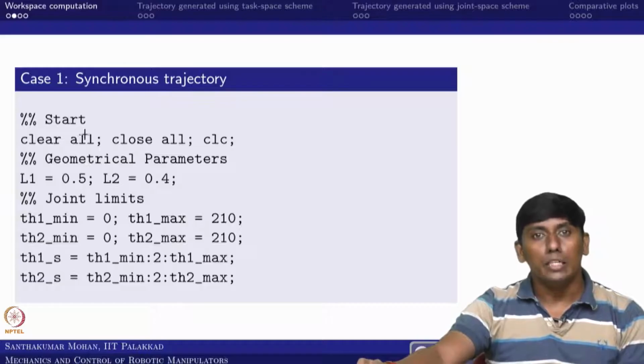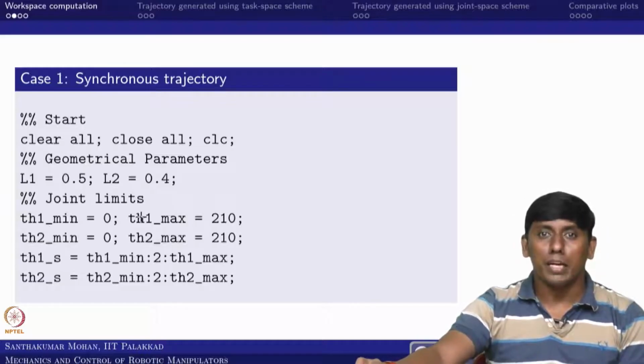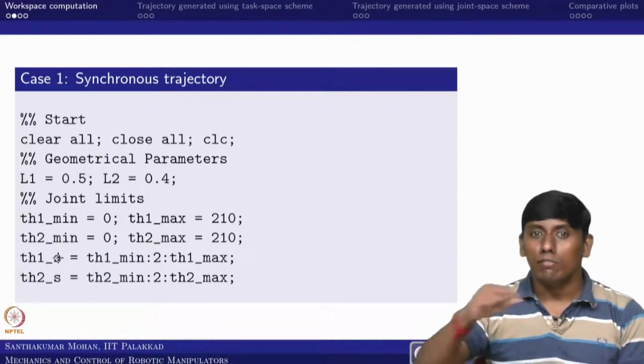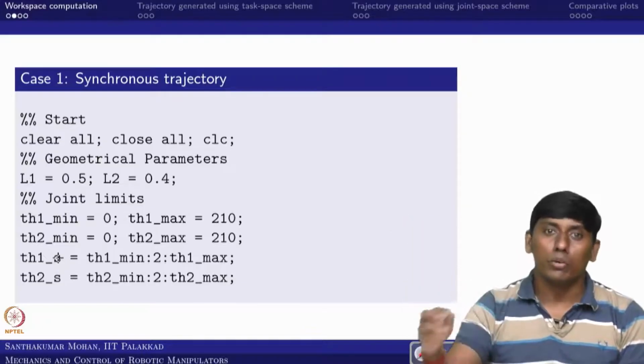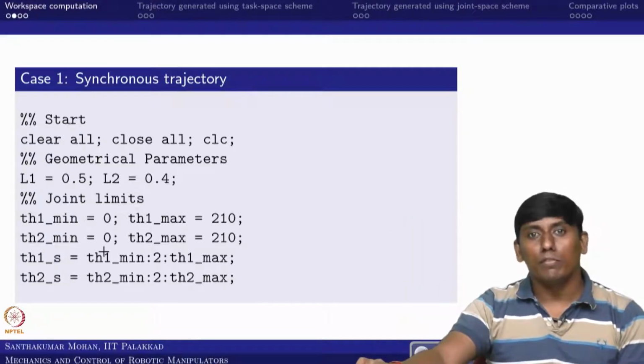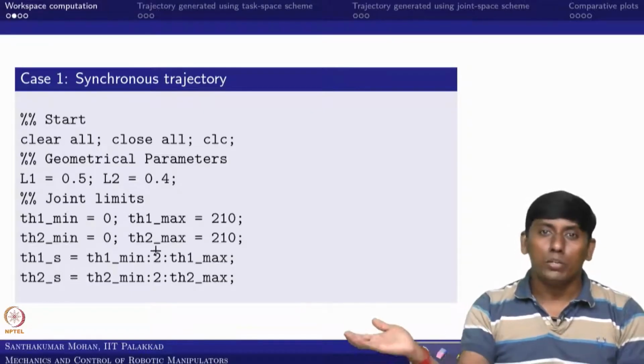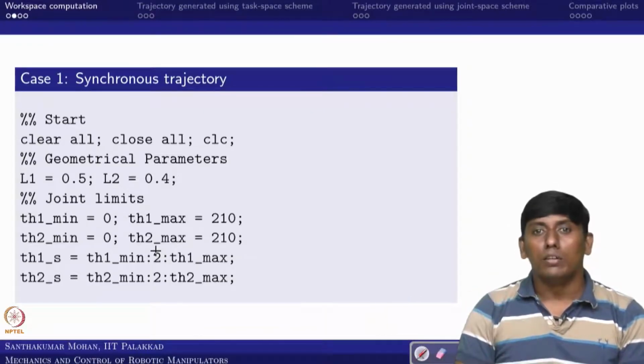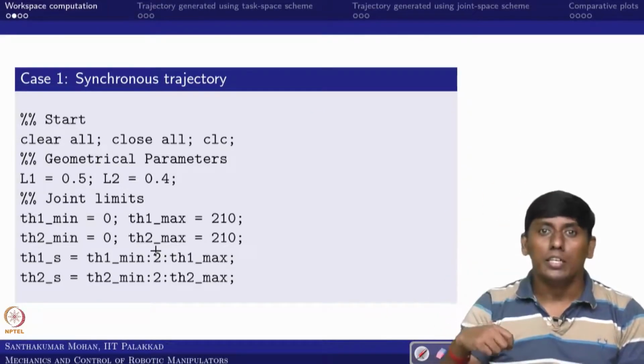Now coming to the general case. Here the theta 1 minimum and maximum, and theta 2 minimum and maximum are given. In the simulation, where I want to show the workspace, theta 1 starts from minimum to maximum with an interval of 2 degrees, because I just want to show points at only a 2 degree interval, it need not be.